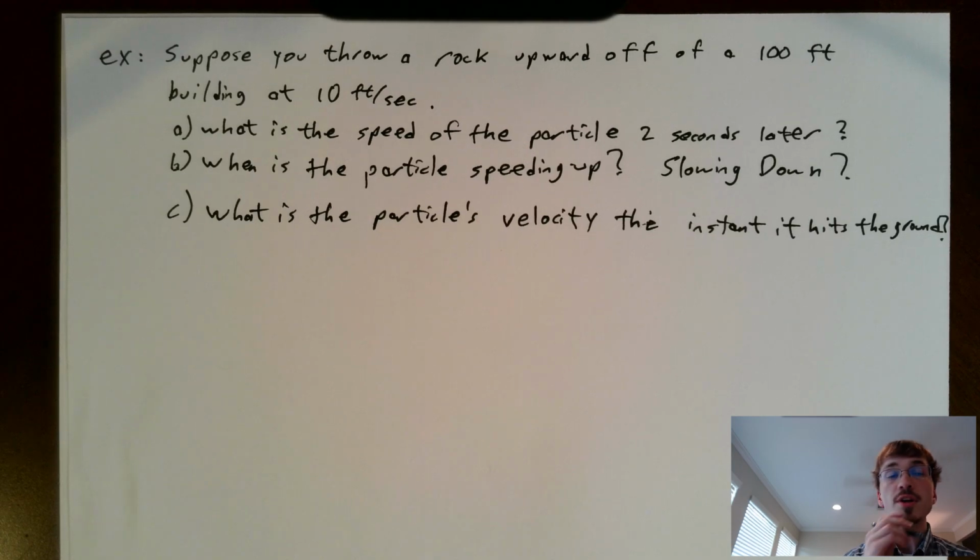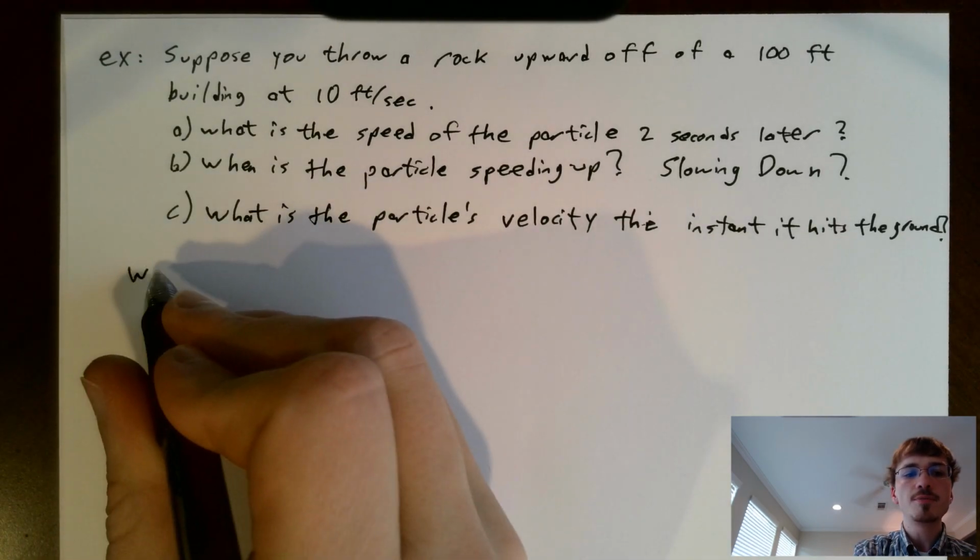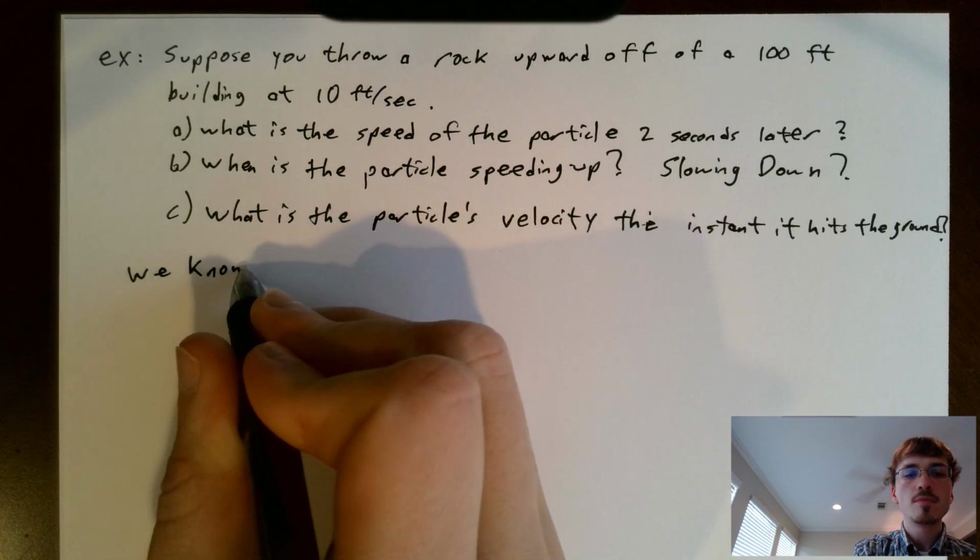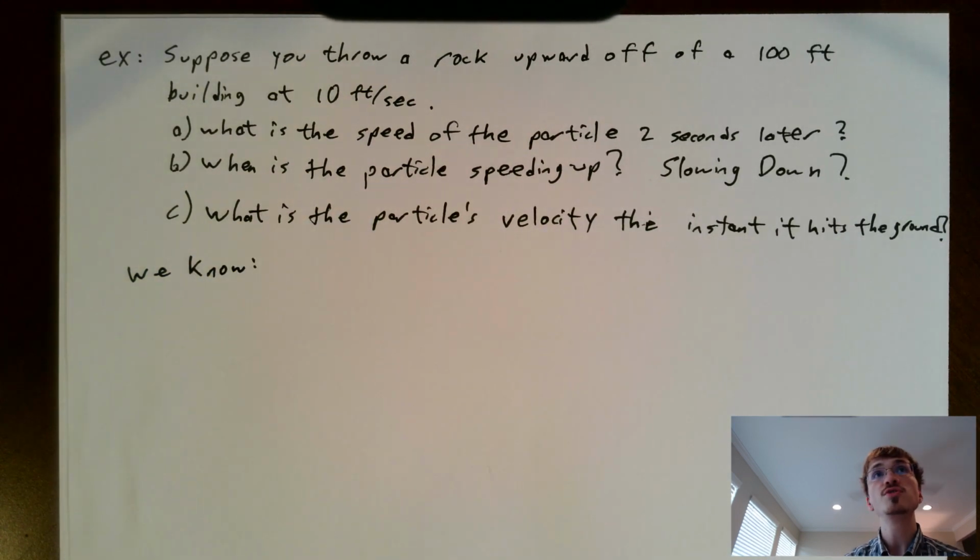Okay, so what do we know here? Let's make a chart of what we know. Because we need to first and foremost construct a position function. Before we talk about velocity and speed, and speeding up or slowing down, we need to know a position function so that we can start taking a derivative, right?